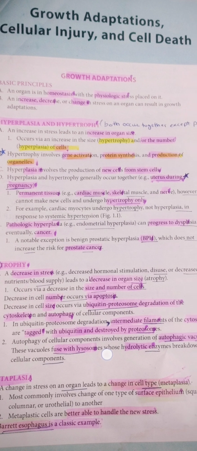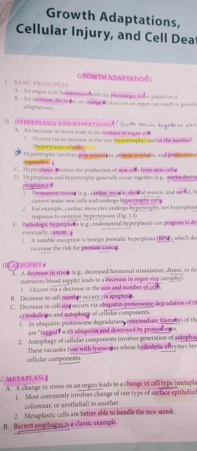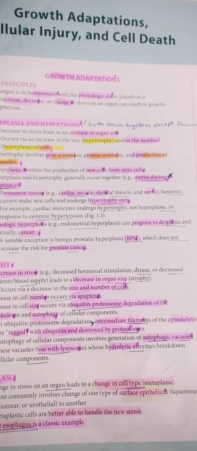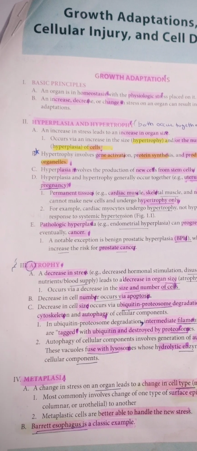The second process is autophagy. Autophagic vesicles are produced. They then fuse with the lysosome. Lysosomes contain hydrolytic enzymes, and as a result they cause breakdown of the cellular components. So this is how atrophy works.